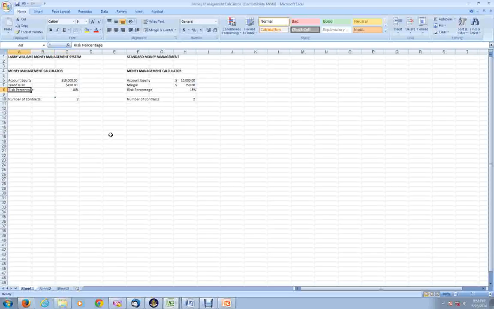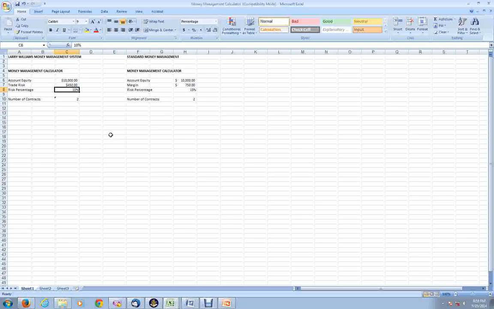Now the trade risk percentage. 10 is pretty standard, fairly aggressive. You could do more than that if you want to be a more aggressive trader, or you could do 1 or 2% of your account. Of course, that will change the number of contracts you trade, and this is just a math formula. The number of contracts is set at 2 based off a $10,000 account, $450 risk in the trade, 10% risk percentage, and the number of contracts is 2.